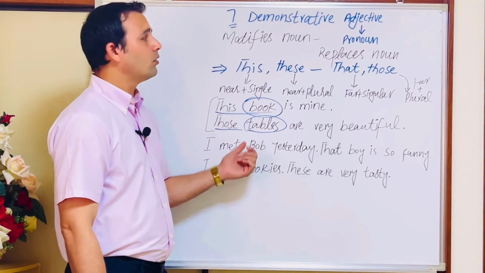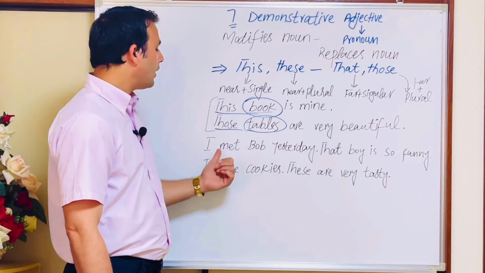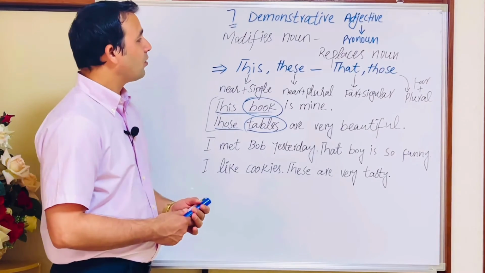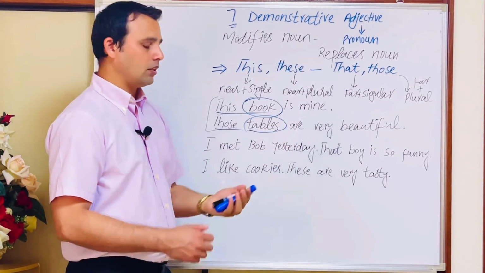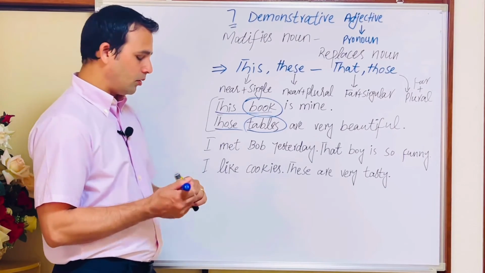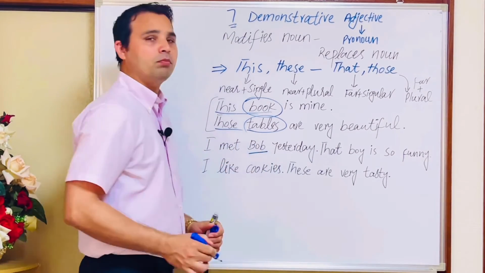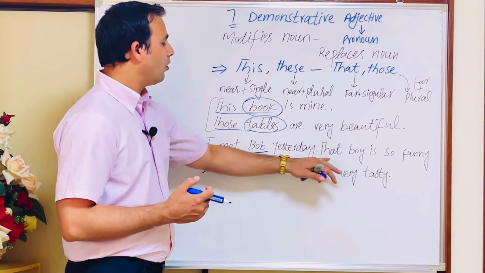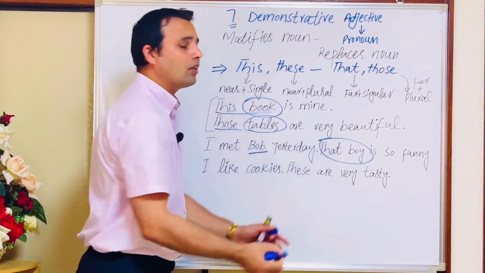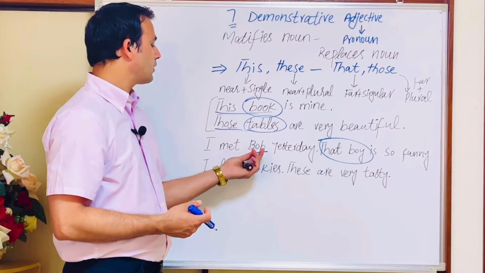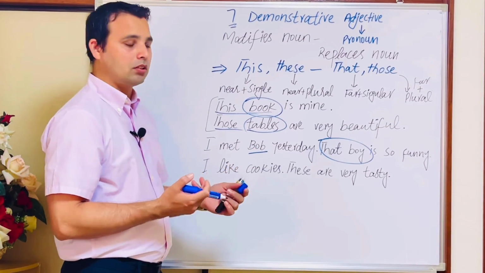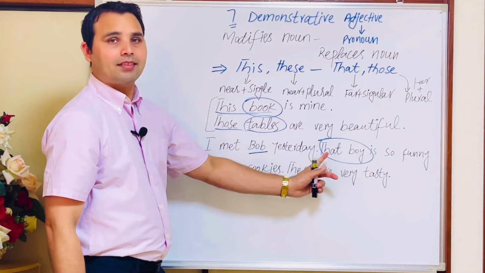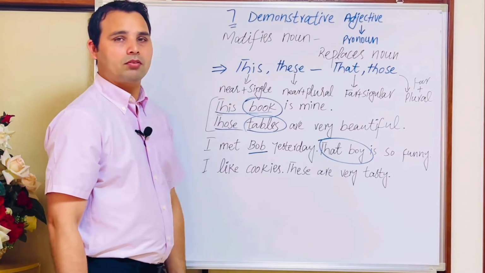So this is the example of demonstrative pronoun. I met Bob yesterday. That boy is so funny. I already told you that demonstrative pronouns replace a noun. Bob, this is a noun. I met Bob. Now that boy, the word that is going to replace the name Bob. It means in this sentence the word that is a demonstrative pronoun.